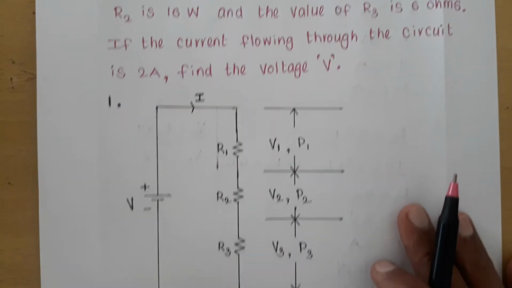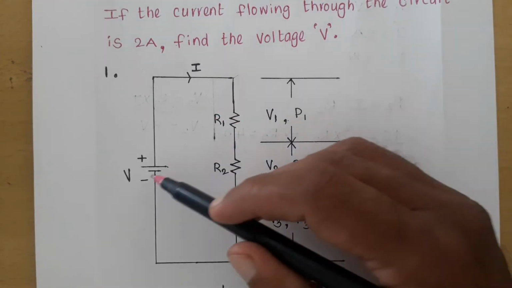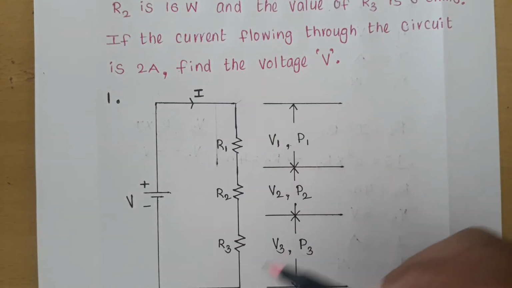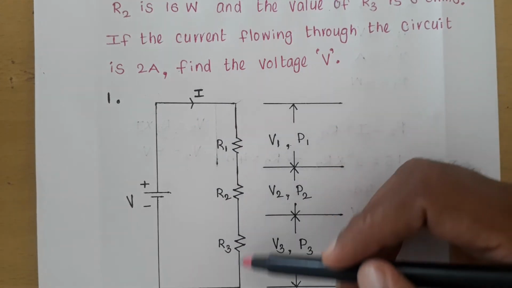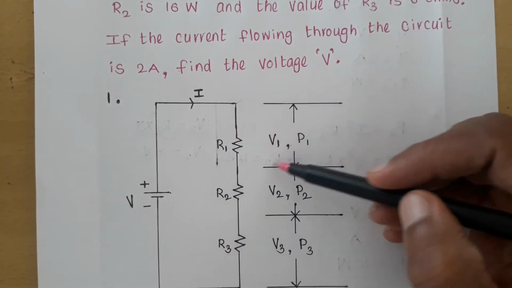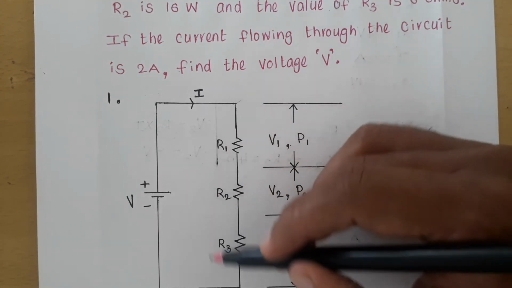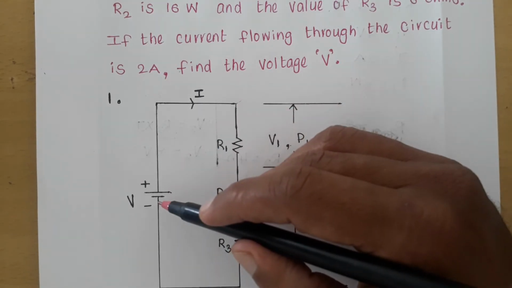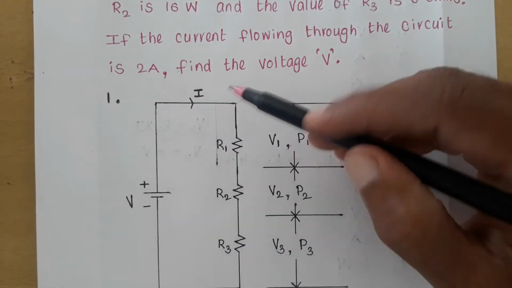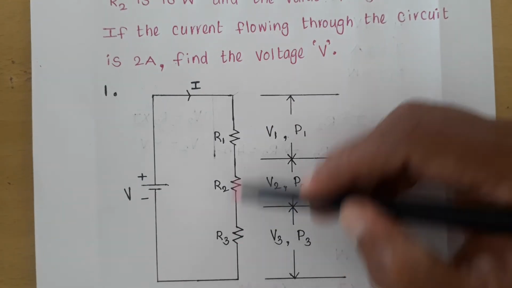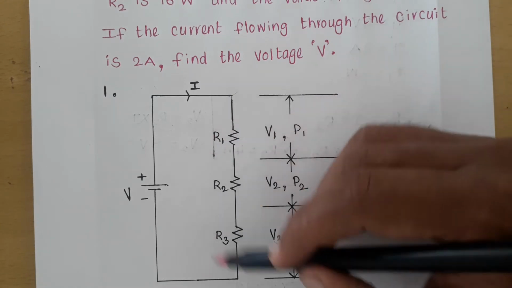After connecting all the elements in series, once we connect R1, R2, R3 to the voltage source, definitely there is a current in the circuit. Let I be the current, and the same current is flowing because they are connected in series. Once there is a current in the resistor elements, voltage is developed across the elements.